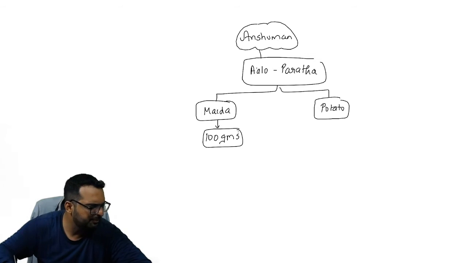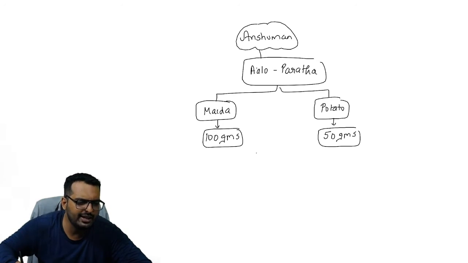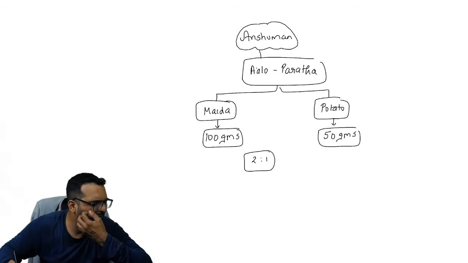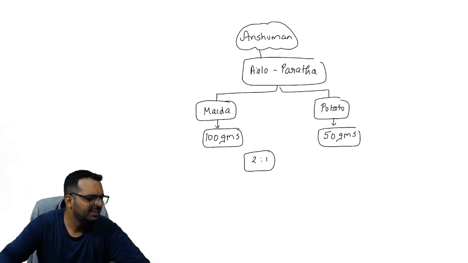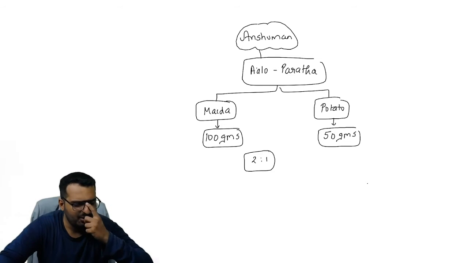100 grams of maida. And how many grams of potato should come over here? 50 grams of potato should come. So again, the ratio is turning out to be, I think we'll keep the 2:1 ratio only. Yeah, that's fine. Seriously, don't know the measurements. No, let's keep it this way.